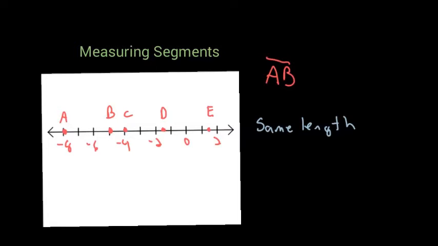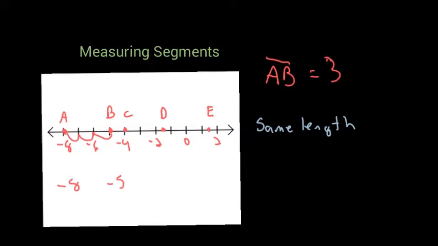A starts at -8 and B ends at -5. So how far is it from -8 to -5? That would be 1, 2, 3. Since we're counting by ones, you can count by ones. So the length of AB would equal 3.